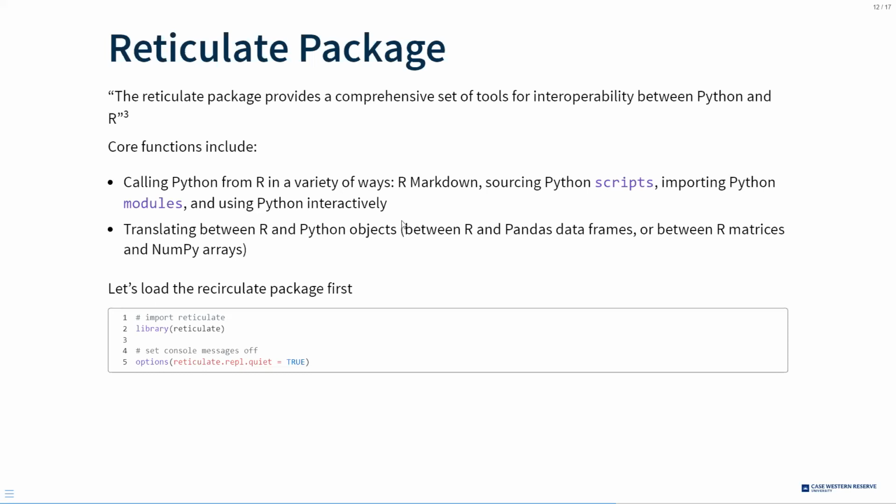So at the bottom, we're going to demonstrate how to use Reticulate. The first thing we need to do is load the actual Reticulate package. So this is an R code chunk here where we're just loading up the Reticulate library. And in my case, I'm just setting some of the error and console messages that it spits out to off just to make things look a little cleaner.